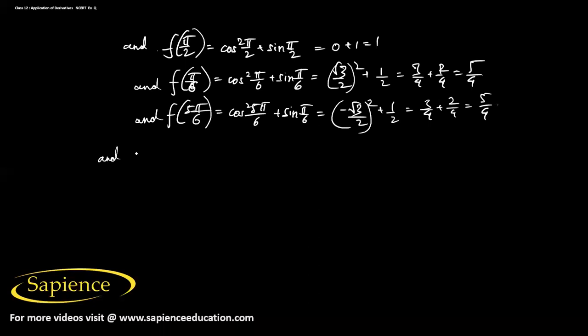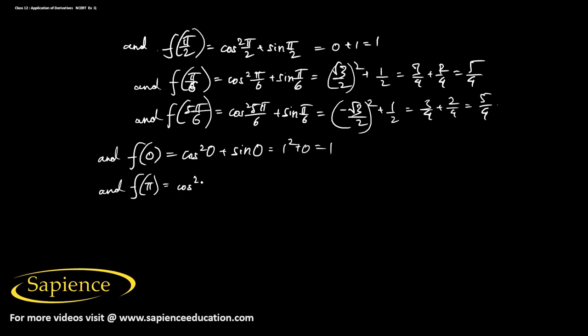And then we need to find the value of the function at the endpoints. It's f of 0, that is cos square 0 plus sin 0. So that is 1 square plus 0, that is 1. And then we have to find f of pi also, that will be cos square pi plus sin pi. So that will be also cos pi is minus 1 whole square plus 0, that is 1. So out of these, the highest value is 5 by 4 and the minimum value is 1.